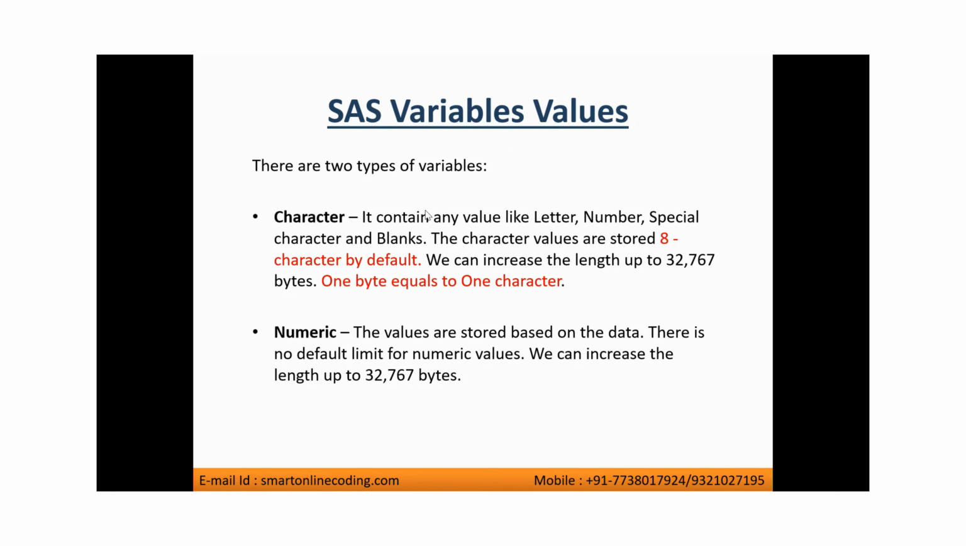Now we have the SAS variable values. What is a SAS variable value? Usually we have two types of SAS variable values: one is character, another one is numeric. The character value contains letters, numbers, special characters or blanks. Character values are stored as 8 characters by default. So if you don't give any length for a character variable, by default it takes 8 as the length. We can increase the length up to 32,767 bytes.